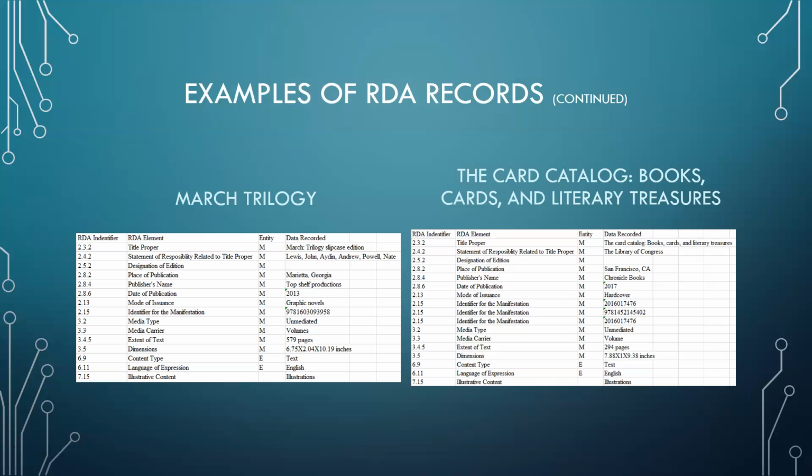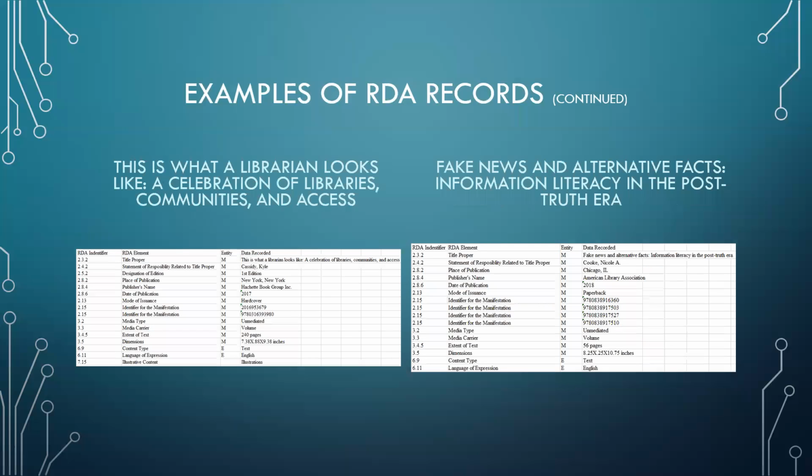The next one is The Card Catalog: Books, Cards, and Literary Treasures from the Library of Congress. It's published by Chronicle Books in San Francisco, California. It is a hardcover. I've listed not only the ISBN number, but the Library of Congress number. I've also put the page numbers, the dimensions, and there are illustrations within it.